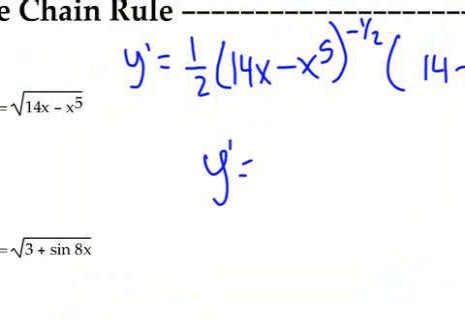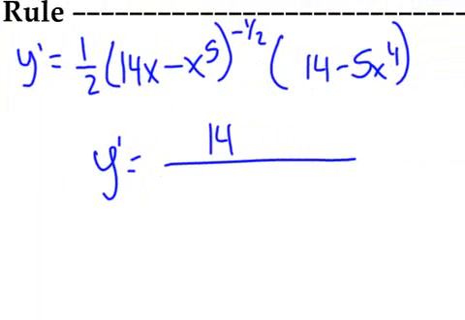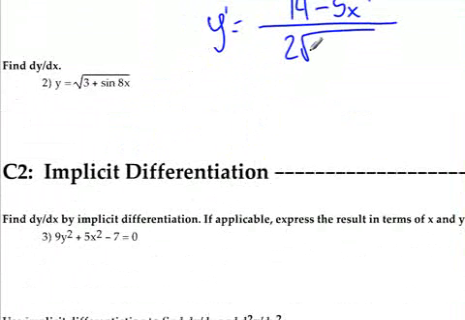y prime is equal to, I've got 14 minus 5x to the 4th in the numerator. I've got 2 root 14 minus x to the 5th in the denominator. And that's it.